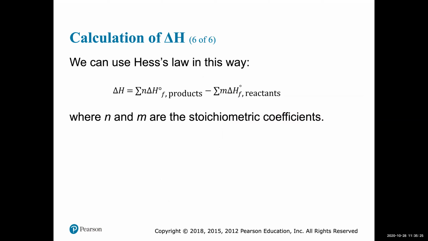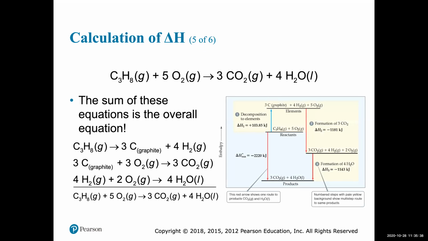So Hess's law tells us that delta H is equal to the delta H of the products minus the reactants, where N and M are stoichiometric coefficients. The stoichiometric coefficients in this case would be 1 on the propane, 5 on the oxygen, 3 on the CO2, and 4 on the water. So we need to take those into account also.